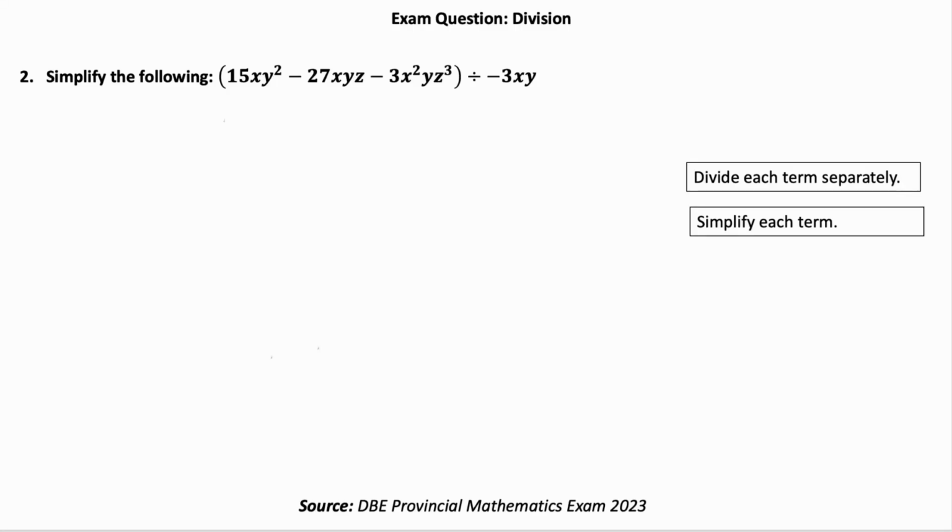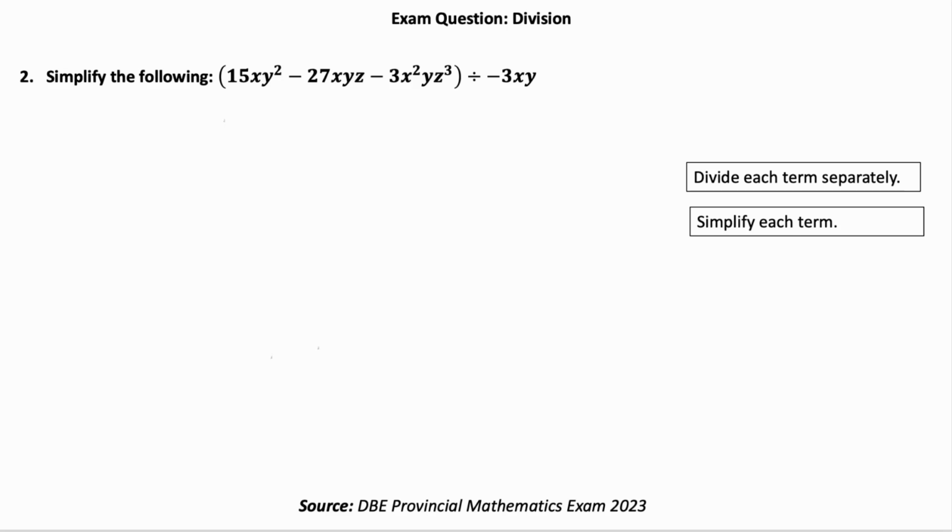Let's have a look at this example from the 2023 past paper. Simplify the following. Open bracket 15xy squared minus 27xyz minus 3x squared yz cubed, close bracket, divided by negative 3xy.